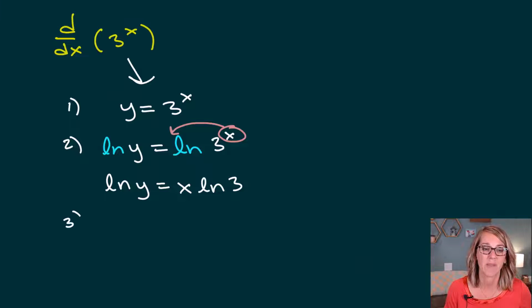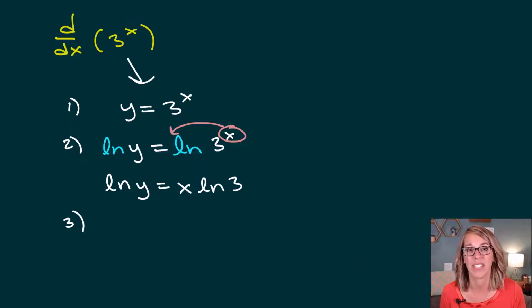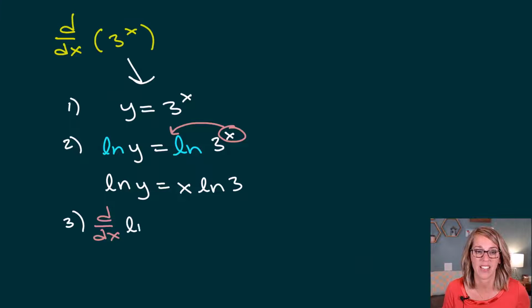My next step, step number 3, is to apply the derivative d dx. Now, if you haven't seen my video yet on implicit differentiation, take a look down below. The link is there and it will take you through exactly what you need to know, but we're going to use a little bit of implicit differentiation here. So I'm going to apply d dx to both sides of my statement. So d dx of the natural log of y is equal to d dx of x natural log of 3.